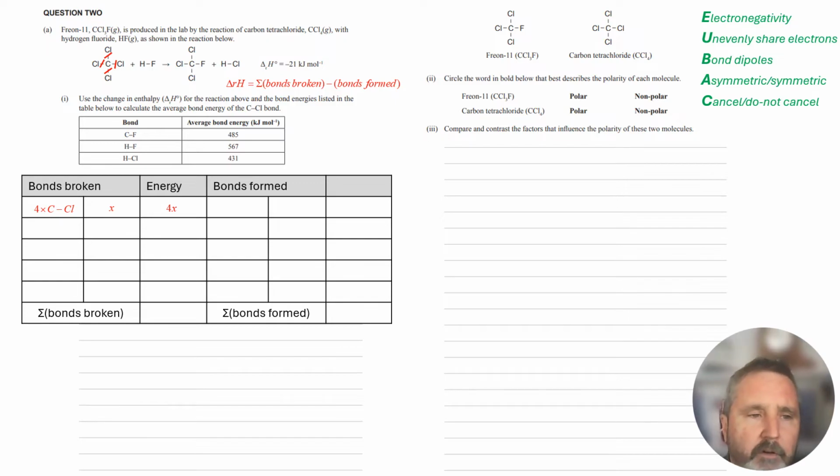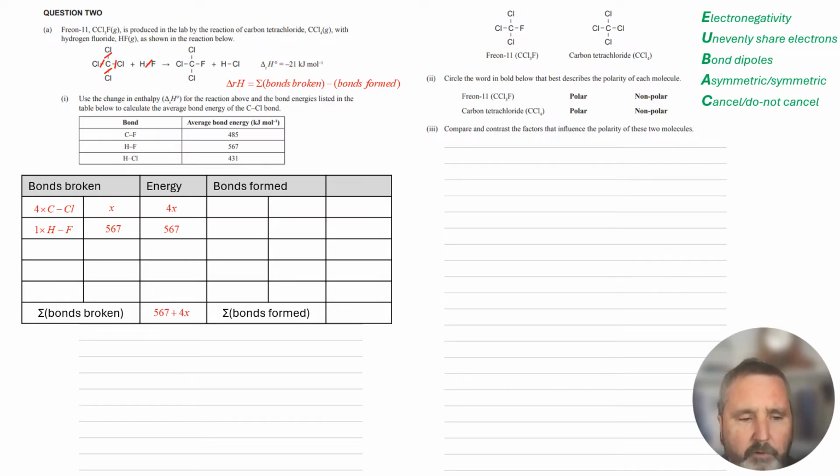Then on the left-hand side, I have to break another bond from this HF molecule, hydrogen fluoride. I'm going to cross that out and account for it. So that's one HF bond. That from the table here, I can work out equals 567. So 1 is also equal to 567. So all of the bonds have been broken on the left-hand side, so I'm now going to tally them up, and I'm going to get these algebraic terms here.